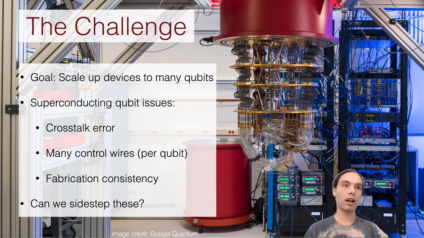So there's many challenges to scaling up these systems to millions of qubits. For this talk, I'll be focusing on superconducting qubits in a dilution refrigerator, and there's some main issues with scaling them up. Such as crosstalk error, which is error between qubits that are near each other. You have many control wires that you have to engineer and fit into this refrigerator. And you also have things like fabrication consistency of many, many qubits on a silicon device. So for this talk, we'll present an architecture that attempts to sidestep many of these issues or reduce their effect through architecture design.